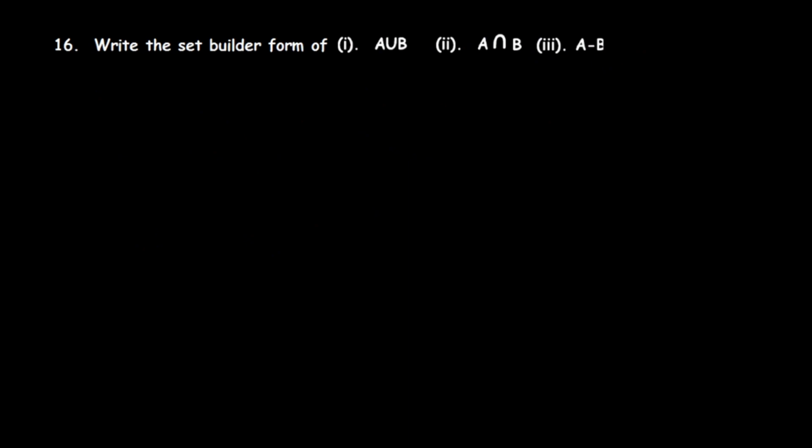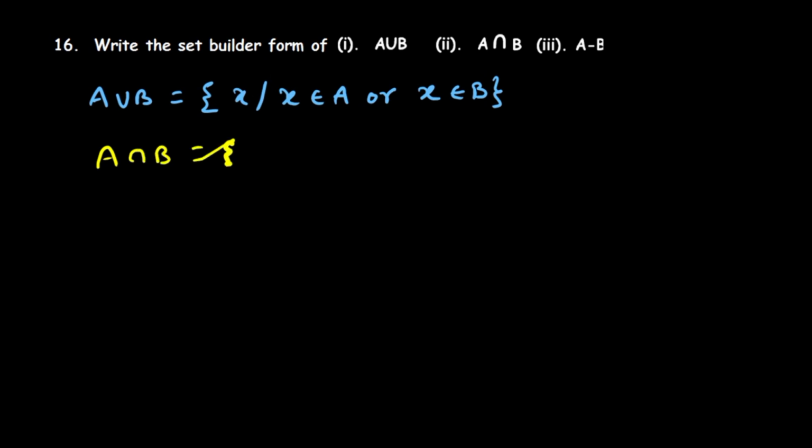Question number 16. Write the set builder form of A union B. So how do we write A union B? Its set builder form is X such that X belongs to A or X belongs to B. This is the set builder form of A union B. And how do we take A intersection B? For this, the set builder form is X such that X belongs to A and X belongs to B. So for union we take or, for intersection we take and.